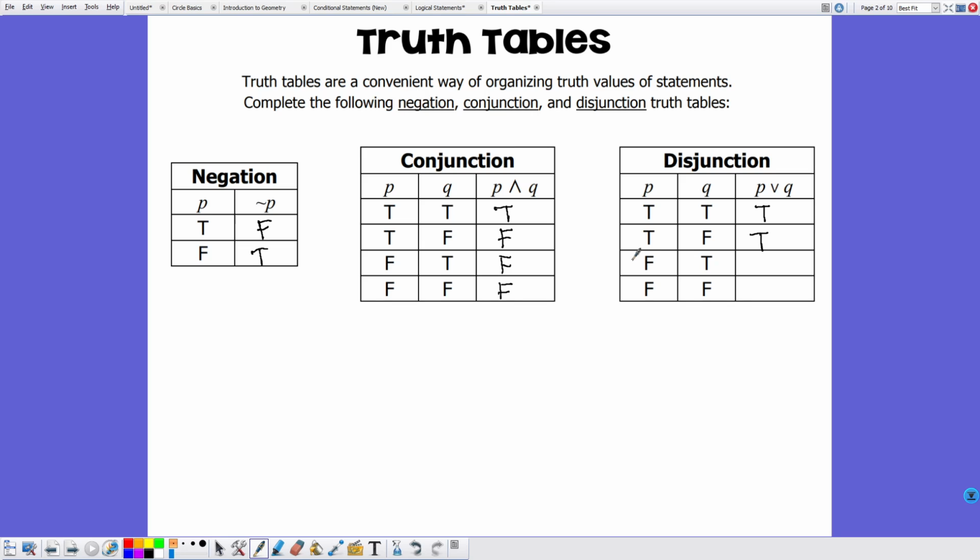Same thing with the next example. P is false and Q is true. That means our disjunction is true. But when they're both false, of course, the disjunction must be false in that case. So it's almost like opposite, though I wouldn't say opposite because it's not necessarily true, but we can see that in the conjunction table, we have one true and three falses. And in the disjunction table, we have three trues and a single false.